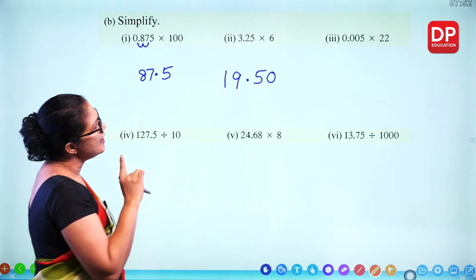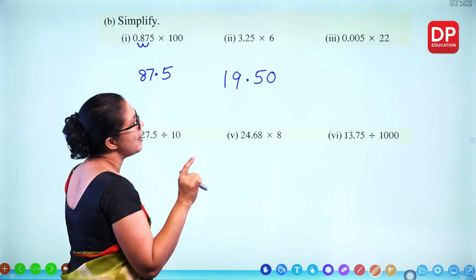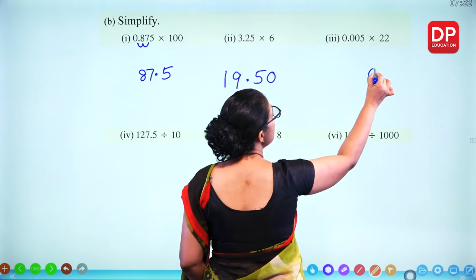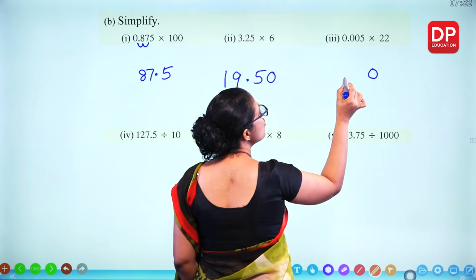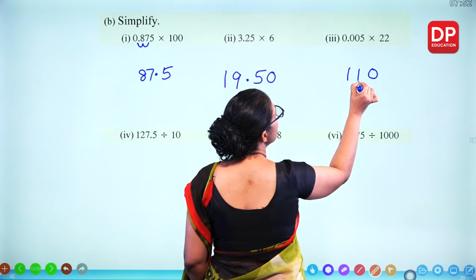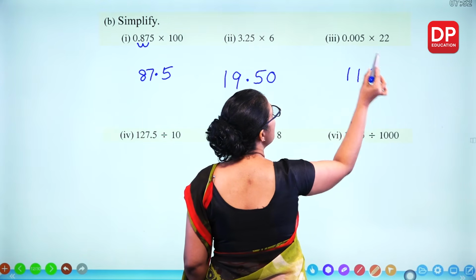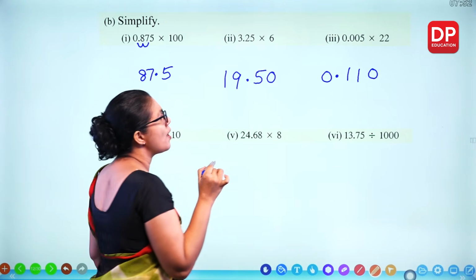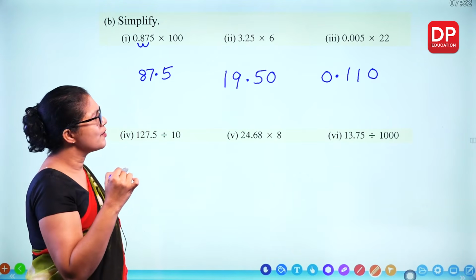How do you multiply that? Ignore the decimal point. Multiply 5 into 22. 5 times 2, 10. 1 remaining. 5 times 2, 10 plus 1, 11. Now how many places are there? 3 places. 1, 2, 3. So the answer is 0.11. You don't need to write 0 there.